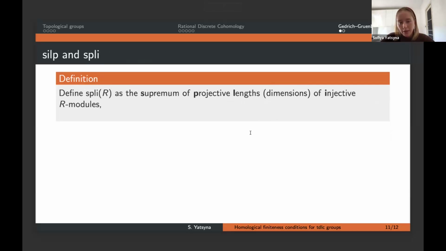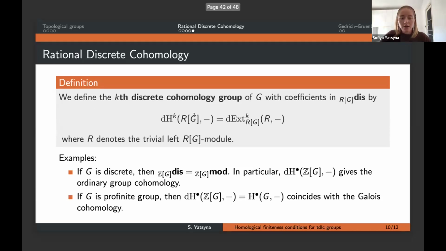Before I go into the SILP and SPLI material that I introduced, I'd like to say that I'm leaving out a lot of aspects of my rational discrete cohomology that I'm not going to mention here, so this is not an entirely precise definition. Okay, so with this discrete cohomology, we also have something called a bimodule.